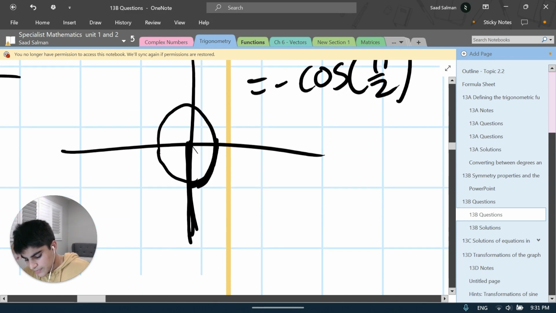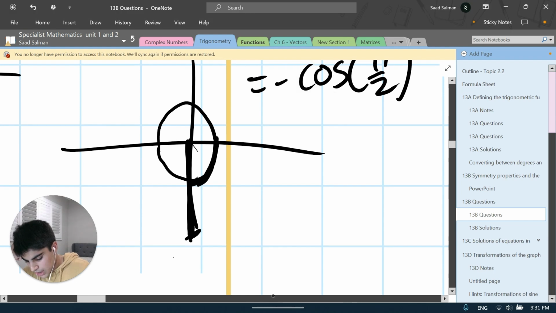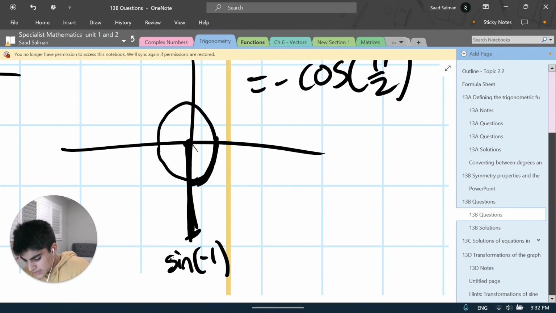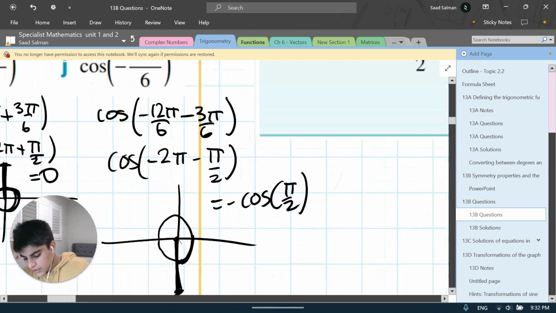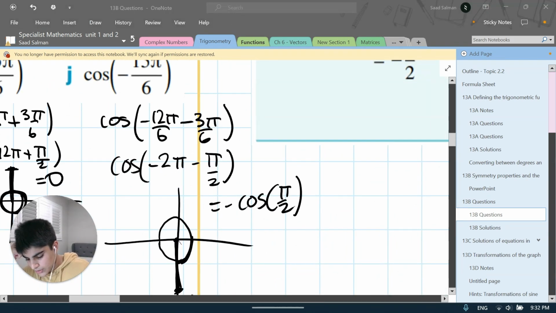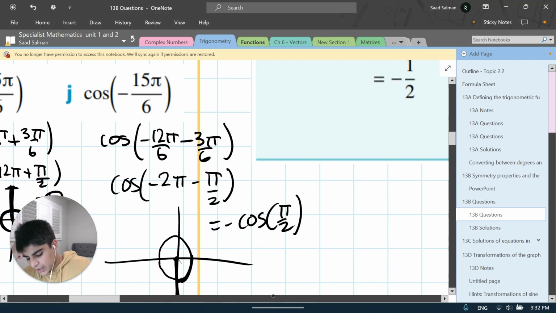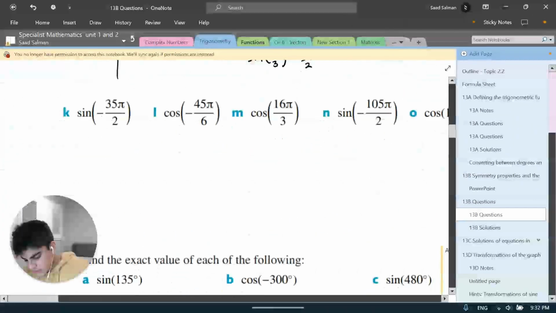And at this point, cosine is 0 because sine is negative 1. There's no x value. X is 0 at this point. If this is P theta, cosine is 0. The x value is 0 and y equals negative 1. So cosine negative 15 pi on 6 equals 0.